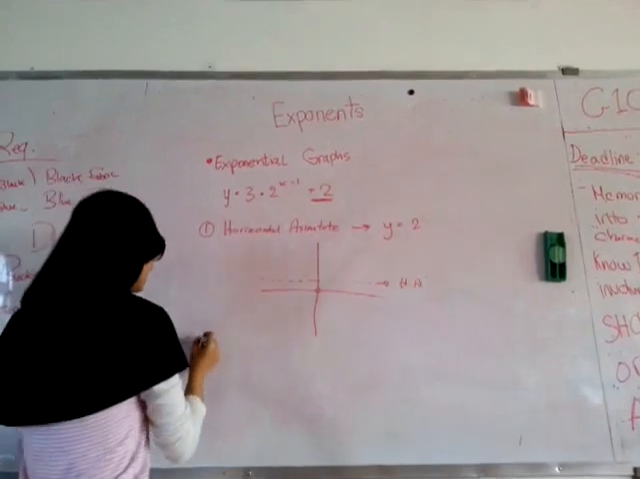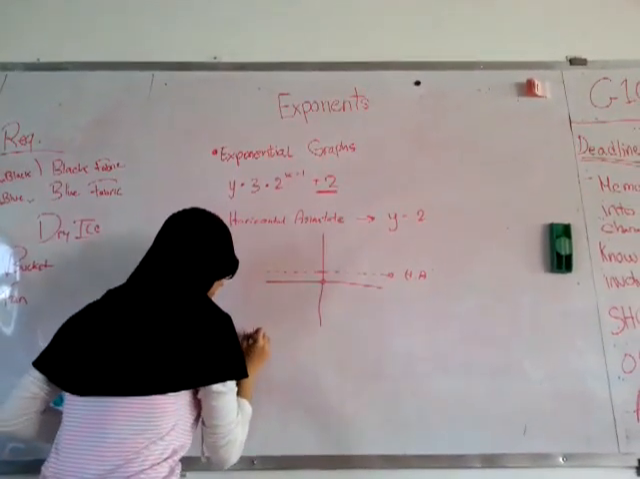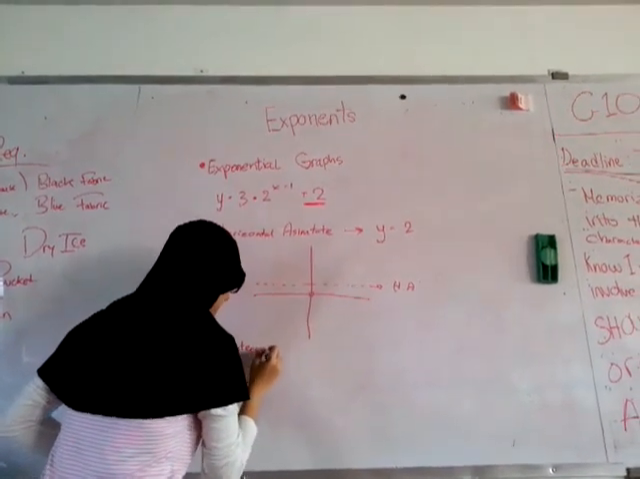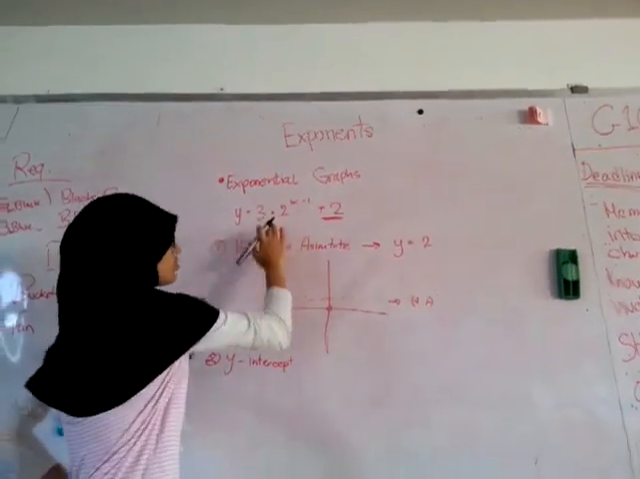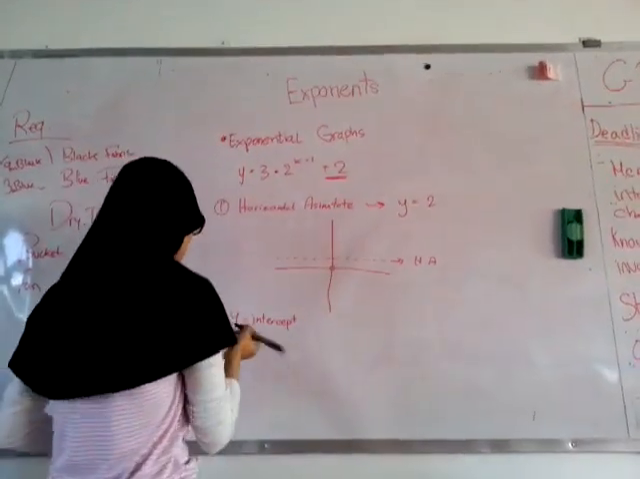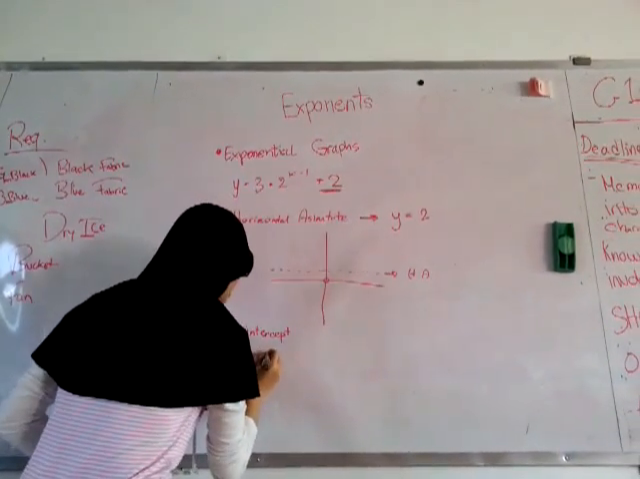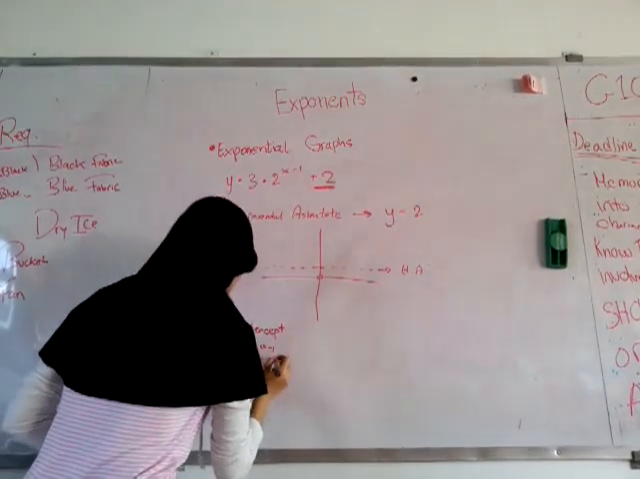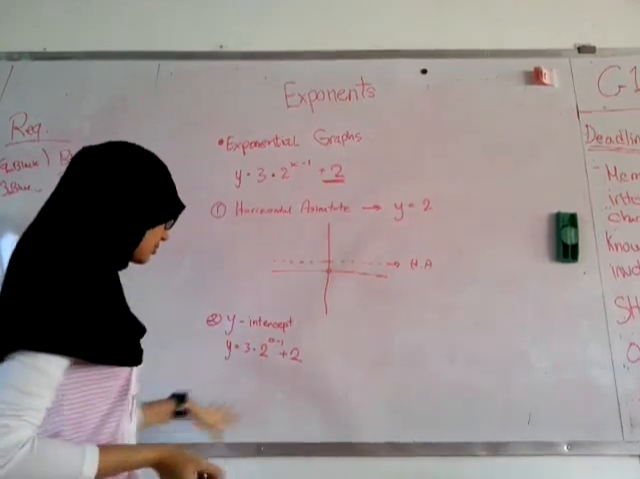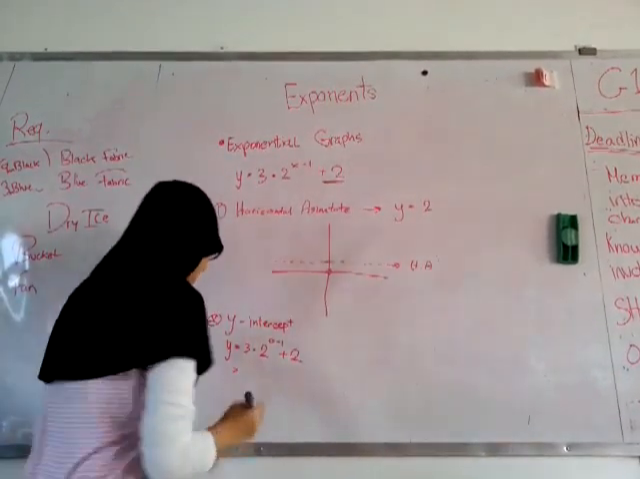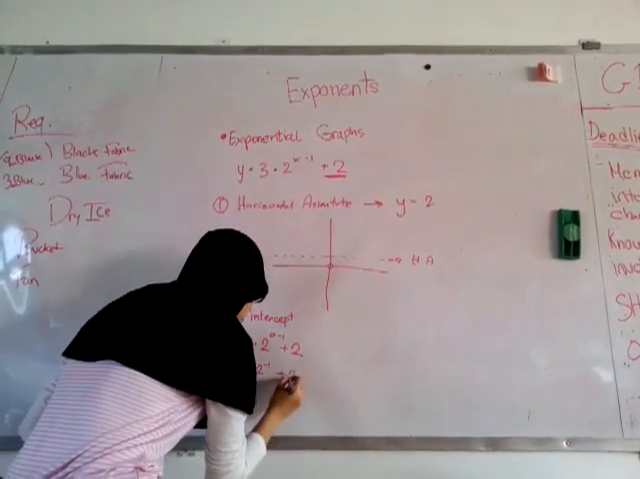Now the next step is to find the y-intercept. How do we find the y-intercept? In order to find the y-intercept, we use the equation and replace x by 0. So y equals 3 times 2^(0 minus 1) plus 2. As you can see, I replaced x with 0. Now we're going to calculate: 3 times 2^(negative 1) plus 2.